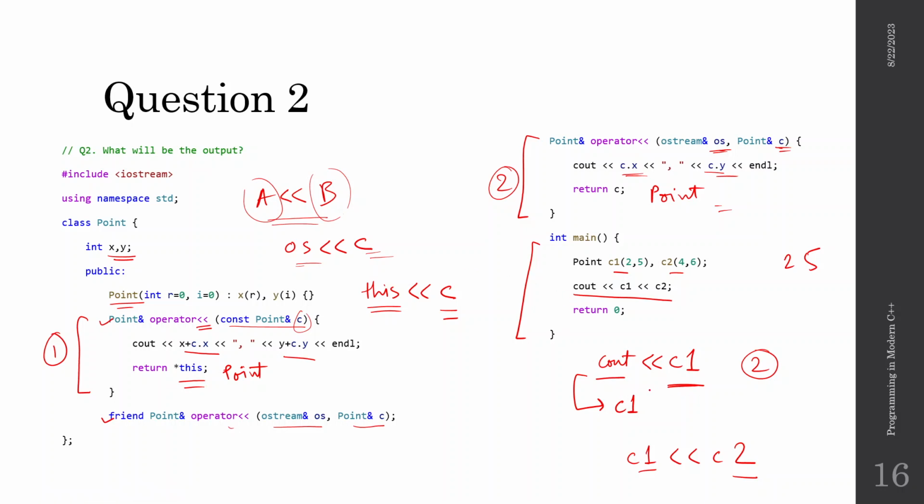Yeah, so the first part works like this. We have the C out and the C1, and it returns C1. And for the second part, we have C1 output stream C2. Now here both the operands, they are of this point class type. So this first function will be called. Okay, this function will be called because here both the left and right operands are point classes, and you can see the behavior that it sums up the coordinates and prints them. So 2 comma 5 plus 4 comma 6 will be 6 comma 11, and that will be printed. So the output will be this.